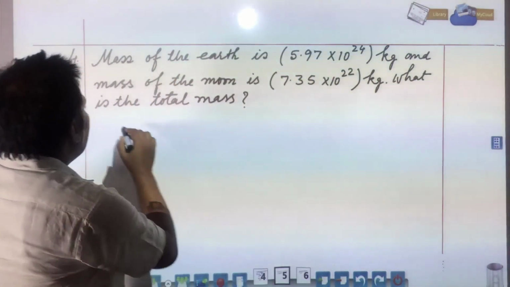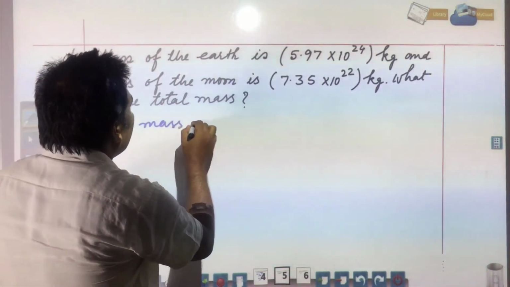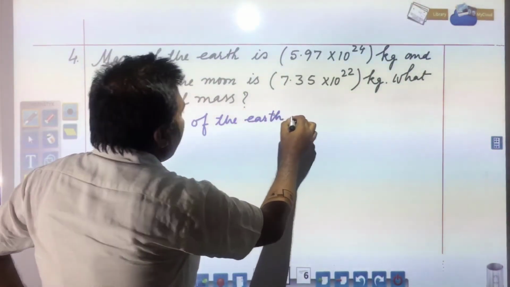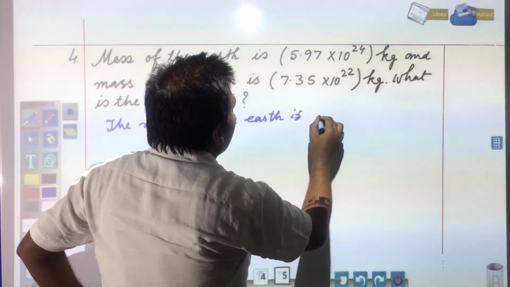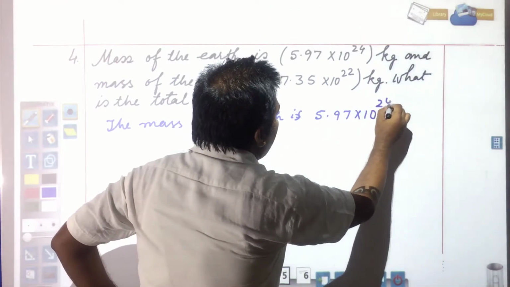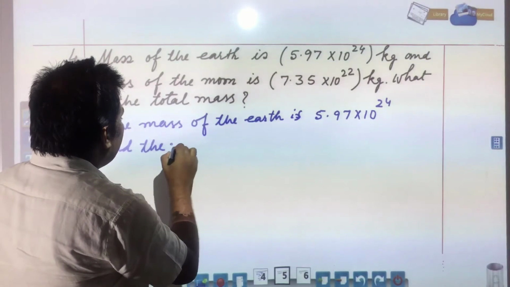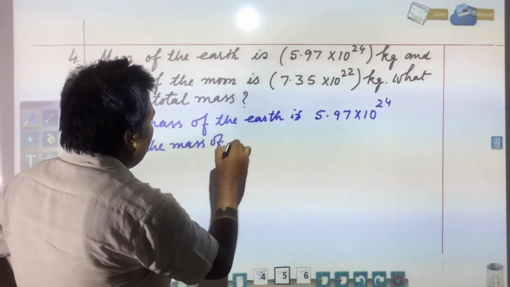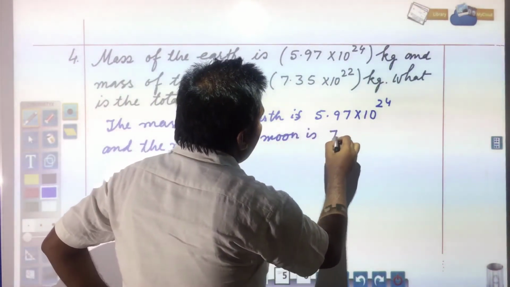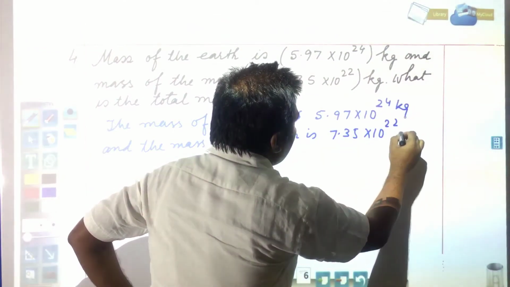Here you see, the mass of the earth is 5.97 into 10 to the power 24, and the mass of the moon is 7.35 into 10 to the power 22 kg.